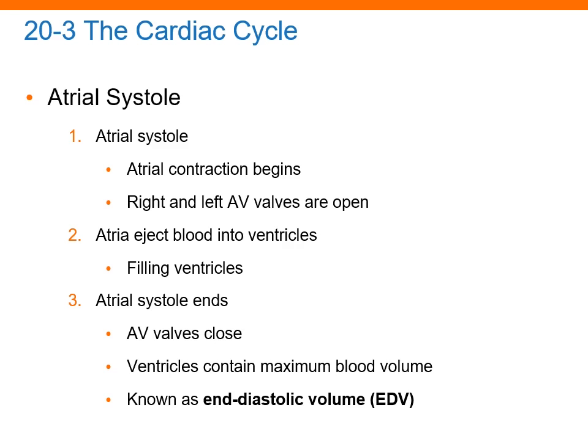At the end of the relaxation phase, we're talking about ventricular diastole, right? The end of the ventricular diastole, that's called the end diastolic volume. That's the volume of blood in the ventricles at that point.